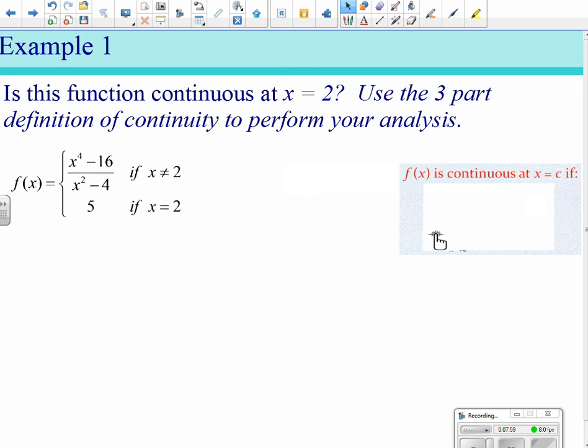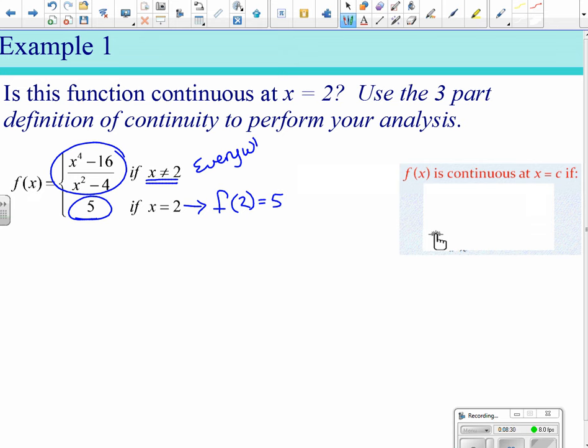What I'm looking at is a piecewise function, and I can see that when x is not equal to 2, I use this rule, and when x is equal to 2, I use this rule. This basically is just naming a point. f of 2 is equal to 5, if I interpret that line correctly. And then over here, this means everywhere but at 2, everywhere x is not equal to 2. All other points are going to follow that rule.